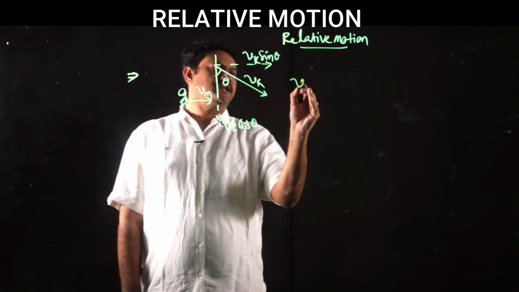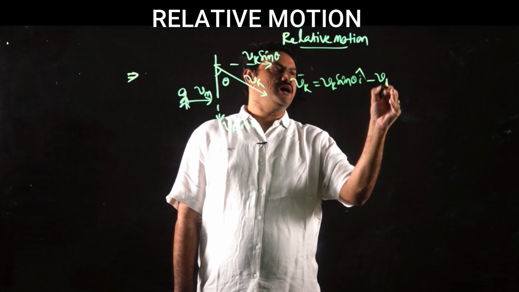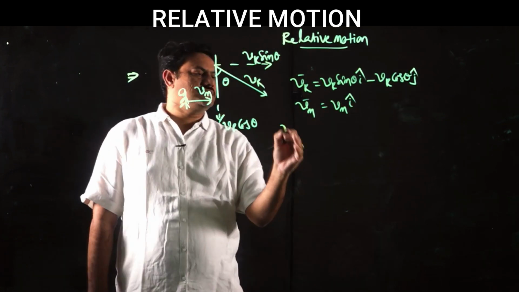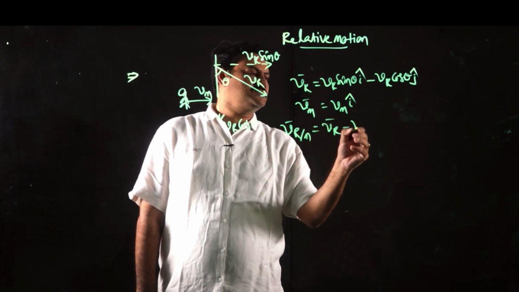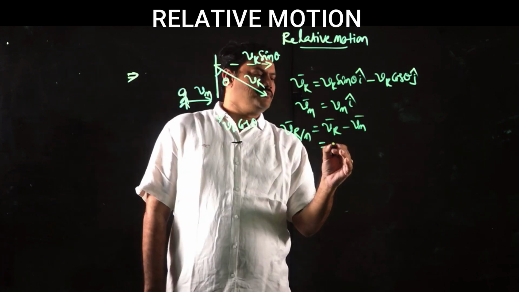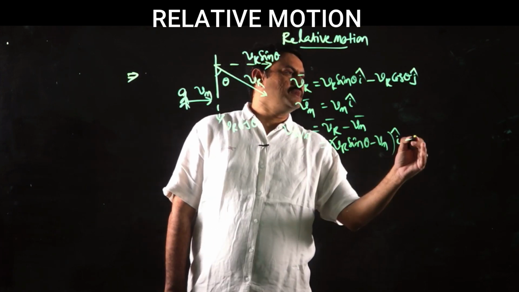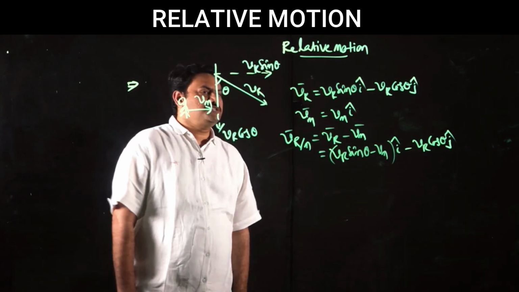So velocity of the rain is equal to Vr sin theta i cap minus Vr cos theta j cap. Velocity of the man is Vm i cap. Velocity of the rain with respect to the man is equal to Vr bar minus Vm bar, that is equal to Vr sin theta minus Vm into i cap minus Vr cos theta into j cap. So here three situations arise.